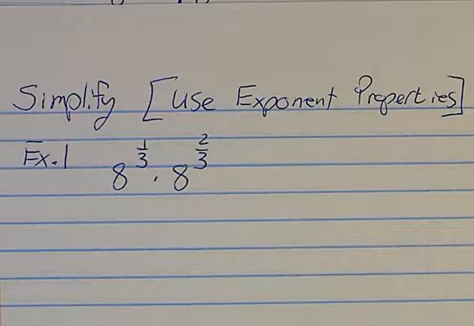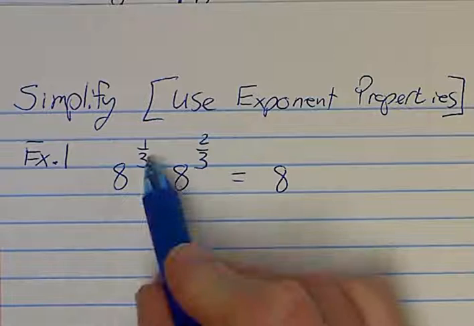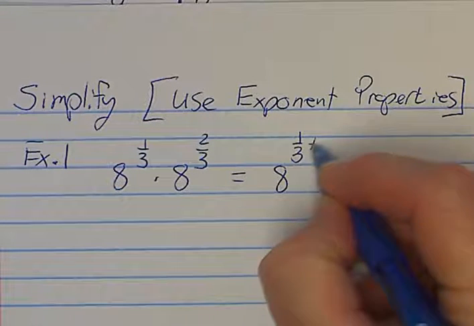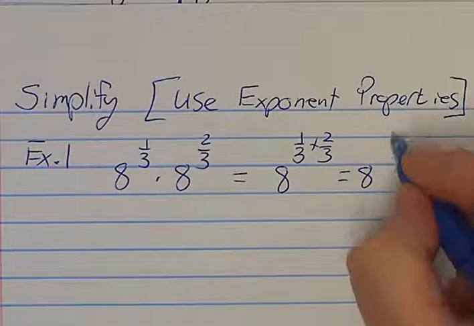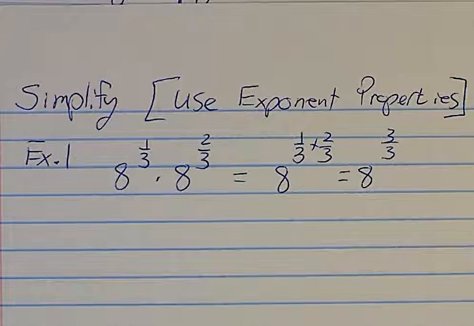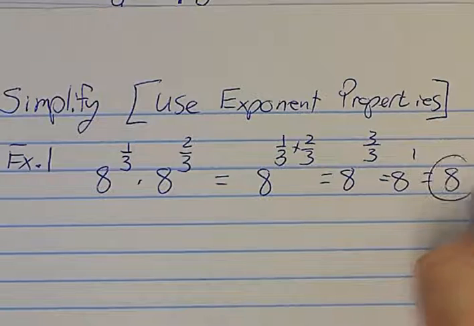So for the first one, we're going to do 8 to the 1/3 power times 8 to the 2/3 power. The key thing on this one is the bases are the same. So we've got 8 and 8, and we're going to leave the 8 alone and just do 1/3 plus 2/3. But what is 1/3 plus 2/3? 1 plus 2 is 3, so it's 3/3. And what is 3/3? It's just plain old 1, so that's 8 to the first power, which is just 8.